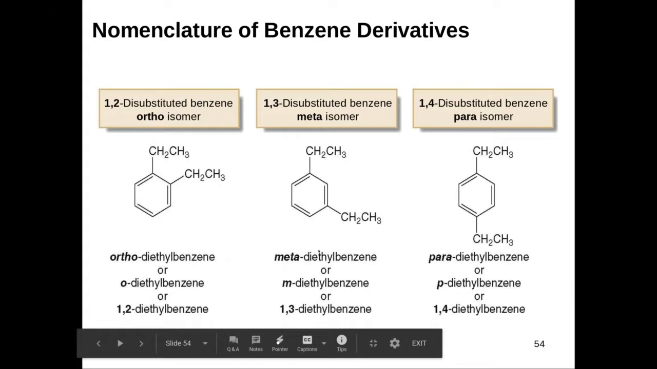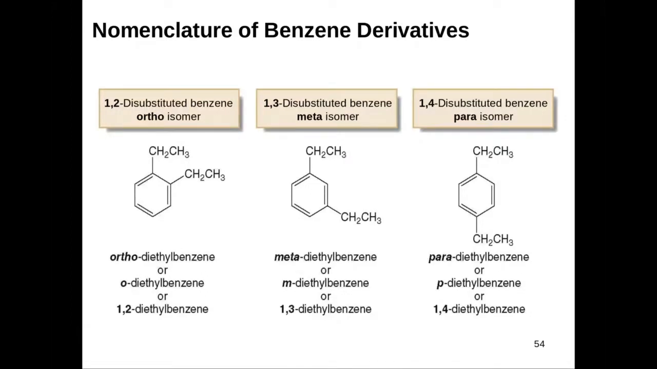If it's meta, it could be meta-diethylbenzene, m-diethylbenzene, or 1,3-diethylbenzene. And then finally, it could be para-diethylbenzene, p-diethylbenzene, or 1,4-diethylbenzene. All are functionally equivalent. All would require you to draw the same exact molecule, which is nice.